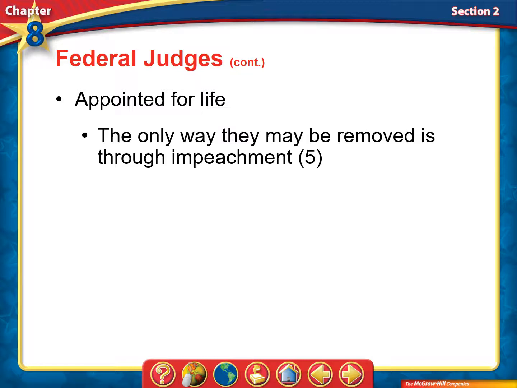When a judge has been appointed, that's a lifetime appointment. They don't have to run for re-election. They can be impeached, but just like impeaching a president, it's not a simple process. Most either die in office or choose to retire at some point.